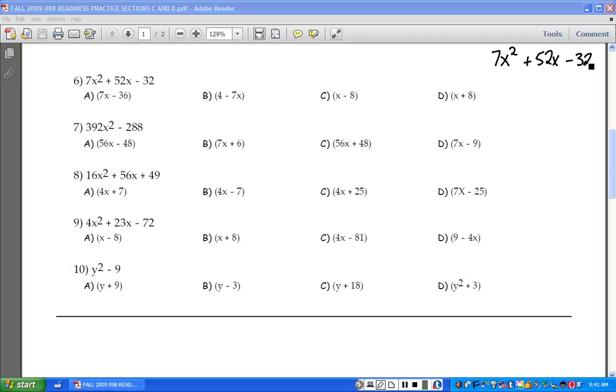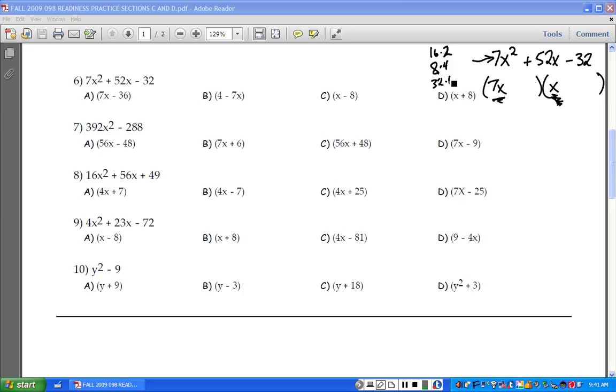We know 7, we have to get it by saying 7 times 1. So 7x times 1x, because it's a 1x we just write the x. So 7x times x is 7x squared. So first times first gives us our first. We know that because there aren't any other factors for 7. Now with 32 we have some choices. You have 16 times 2 to get 32, 8 times 4, 32 times 1.